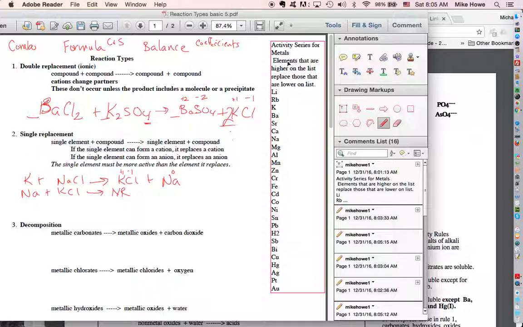So if this reaction type occurs, the single element has to be more active than the one underneath it. And I will not make you memorize this activity series, so you'll be able to use that.